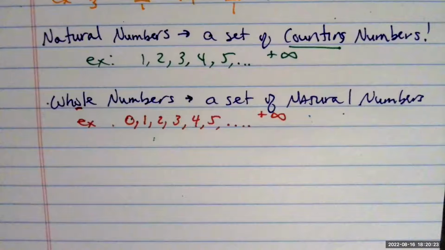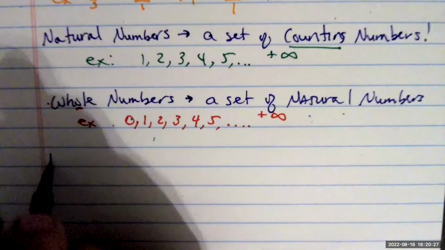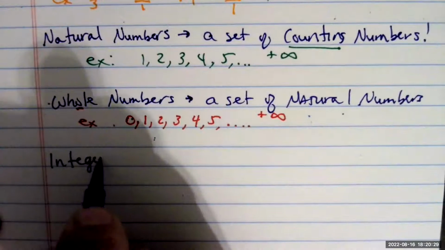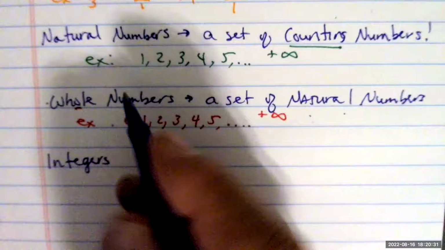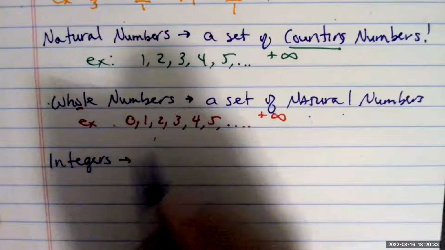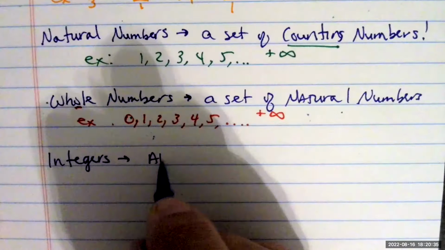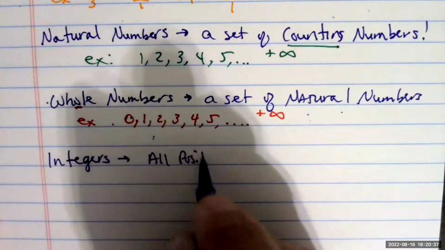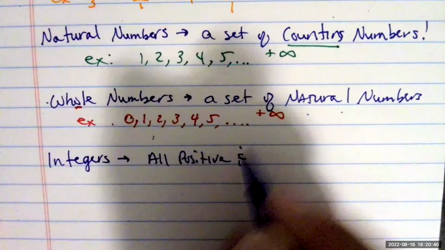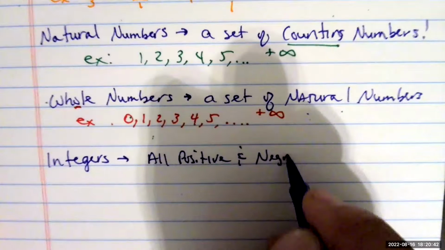All right. The next one is integers. All right, so we have integers. Integers are all the positive numbers and negative numbers.